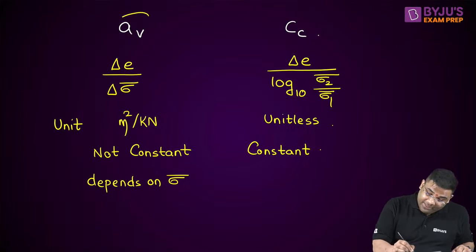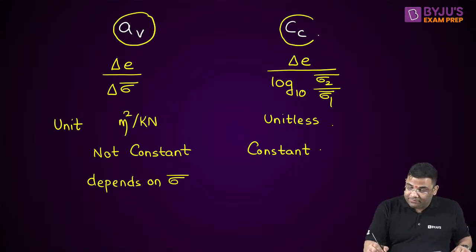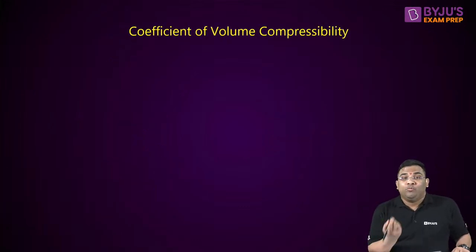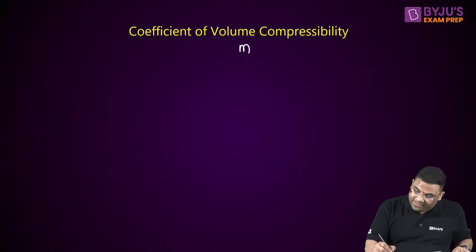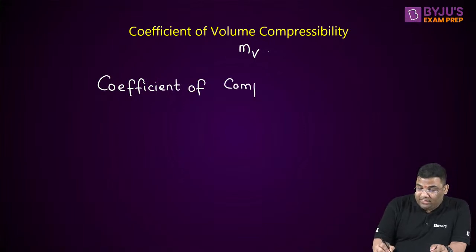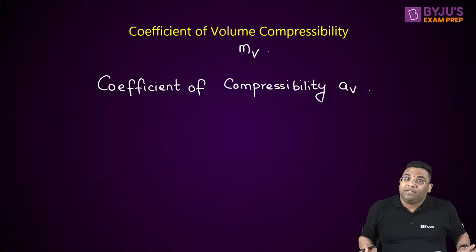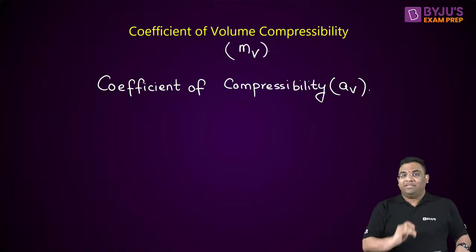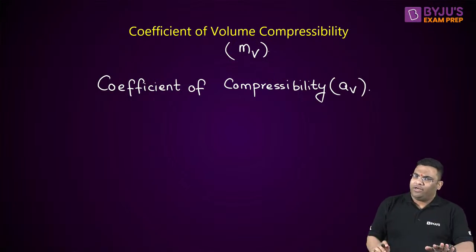Now we saw AV, now we saw CC. Now we see another term that is known as coefficient of volume compressibility, that is MV. We studied the term coefficient of compressibility, which was AV. So understand the difference between these two terms. We get a lot of confusion in this. Coefficient of compressibility is AV. Coefficient of volume compressibility is MV.